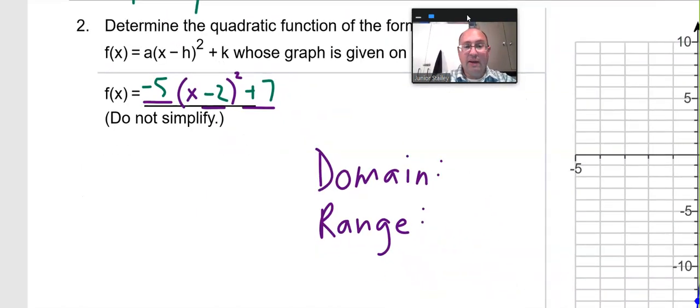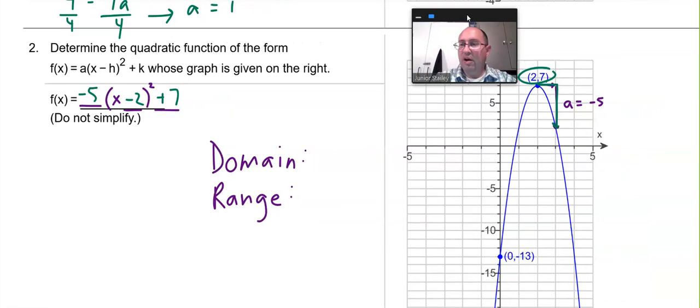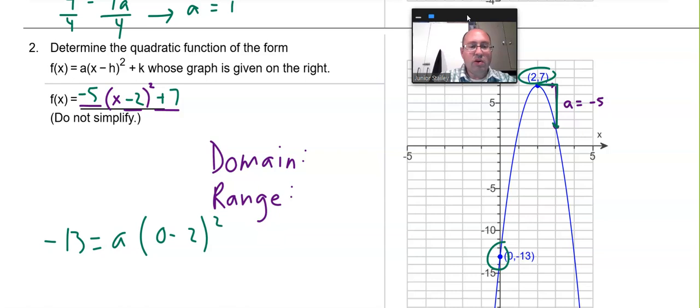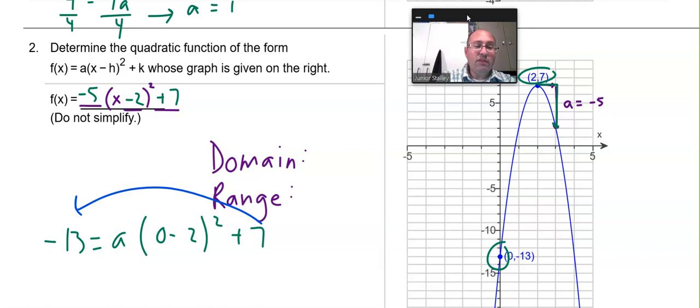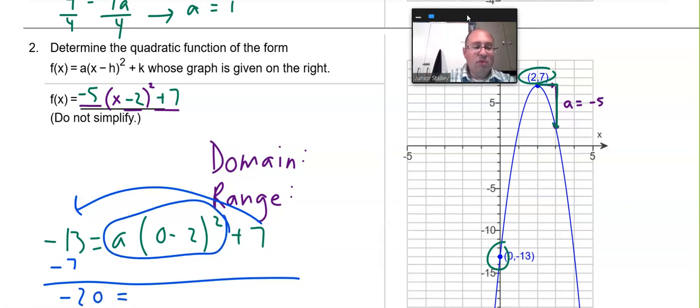If you didn't know that, obviously you could go through the process that we did a few minutes ago. But take a point like 0, -13, plug it in: -13 equals A times 0 minus 2 quantity squared plus 7. As I suggested to you before, move the 7 to the other side. You will thank me for doing that, right? So there's a -20 equals. What is this thing right here? That would be 4A, and then you could divide by 4 on both sides and get an A value of -5. Still get the same result.